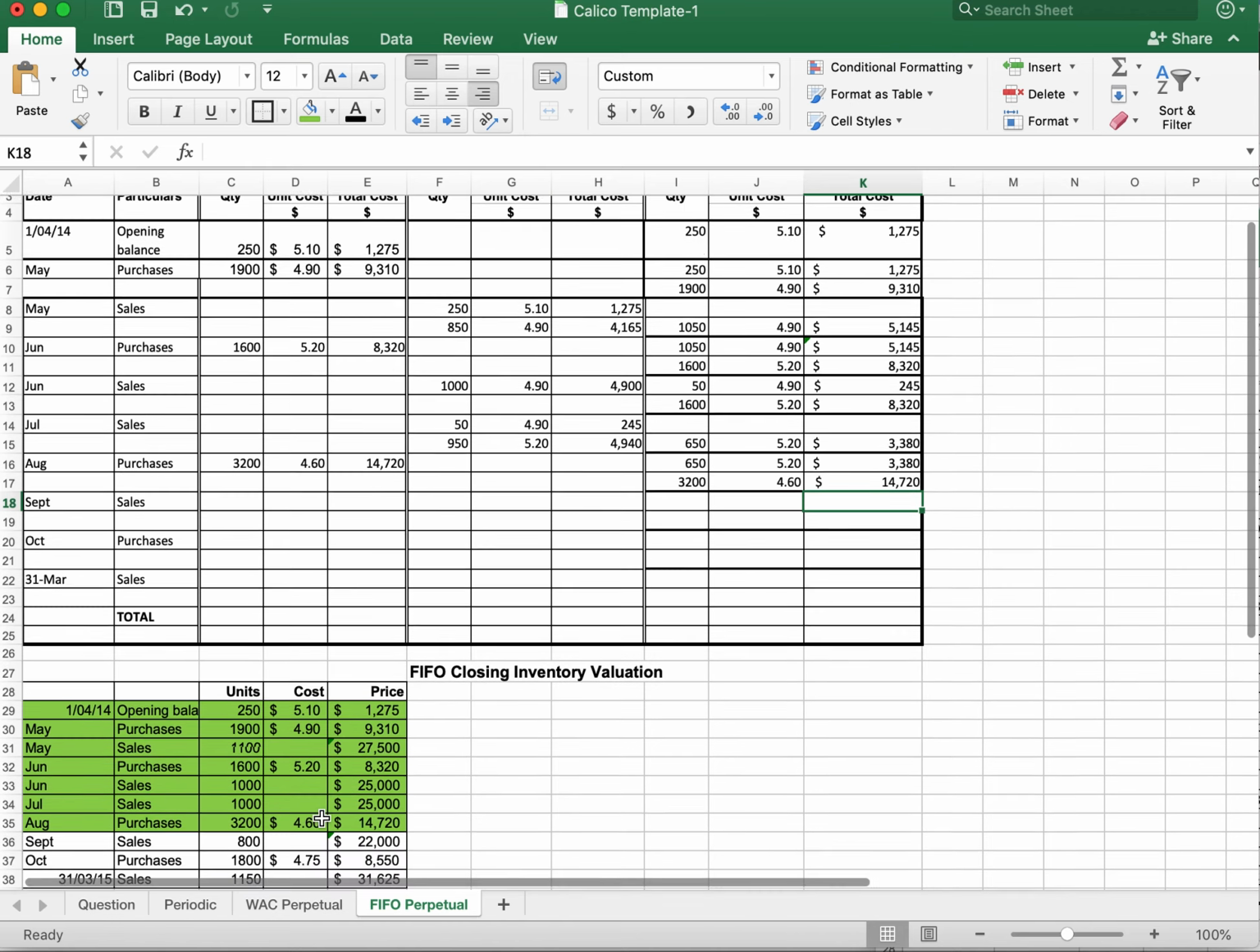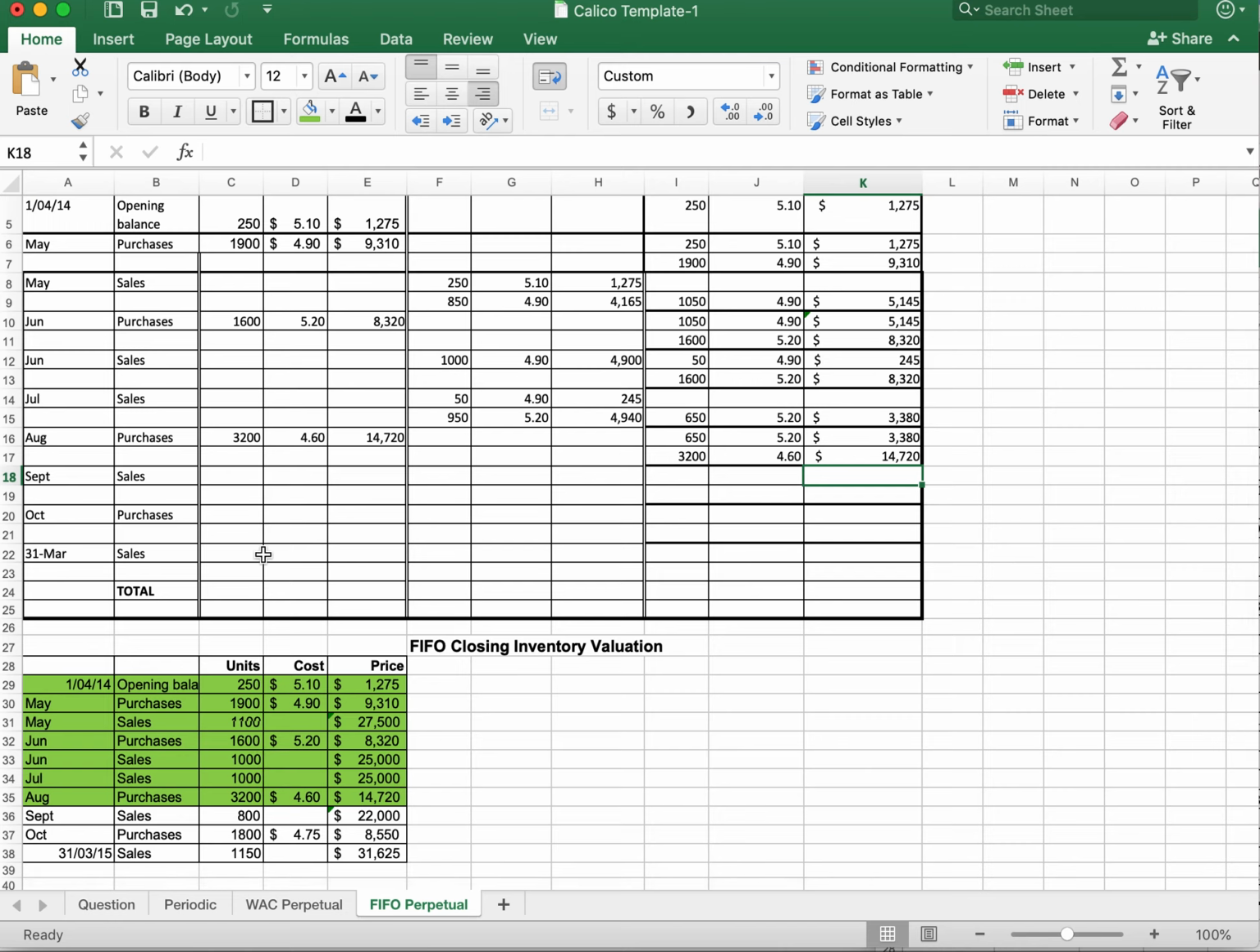Then we go down to a sale in September of 800 units. Okay, so the 800 units, we can see we don't have enough of the more expensive ones. We've got rid of those. So we're going to sell 650 of those and 150 of the cheaper ones. It's first in, first out. So that should give us 800 units that we're selling. These ones here at the $5.20, these ones here at the $4.60.